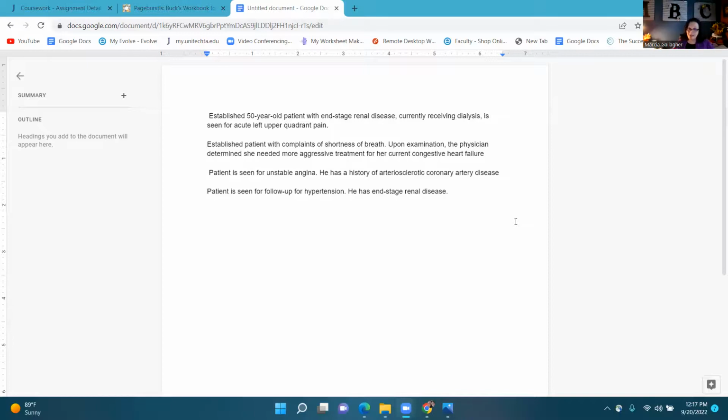The next one and the last one is patient is seen for follow-up for hypertension. He has end-stage renal disease. So what is the patient being seen for? He's being seen for hypertension. Remember we talked about that earlier? It was on Monday. I10 is the code. But he also has end-stage renal disease, but he's being seen that day for hypertension. So you would code hypertension first, and then the secondary diagnosis would be end-stage renal disease.